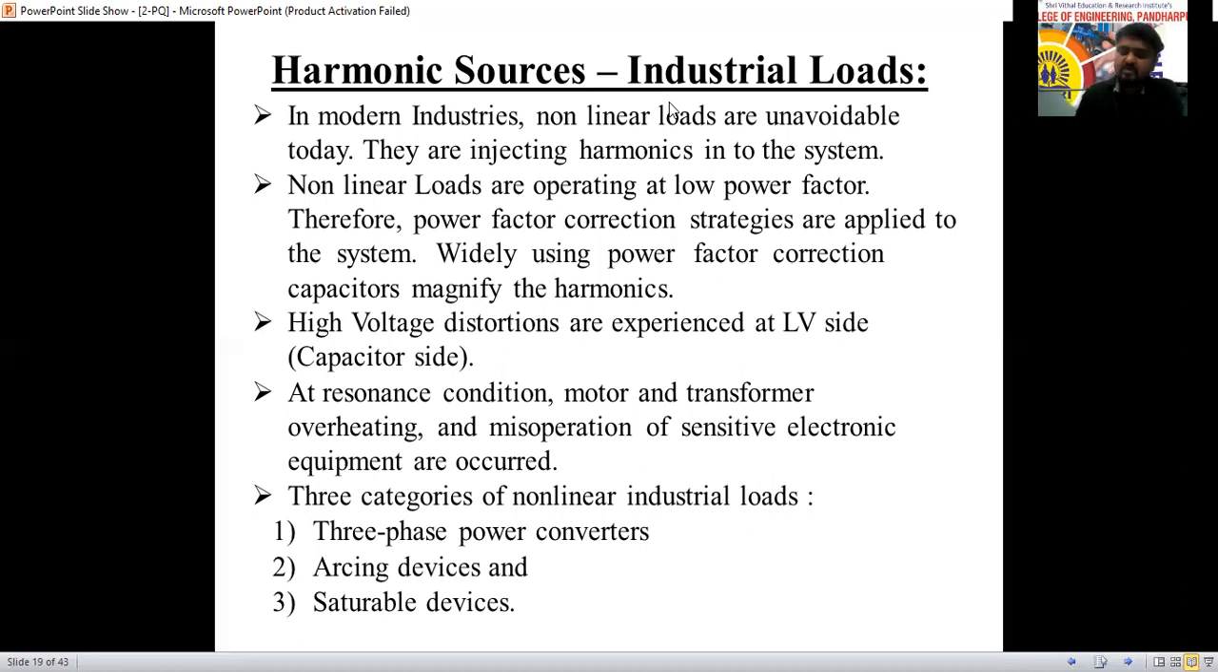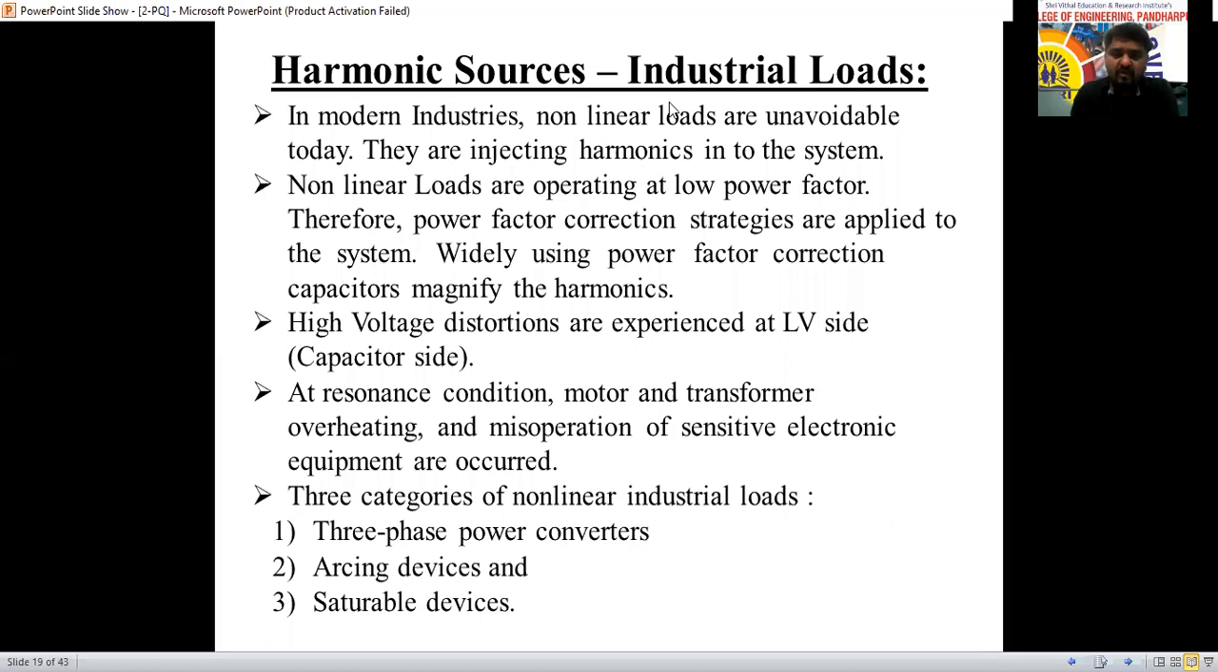Static devices means there is no rotating part at all. We use bridge rectifier circuits and bridge inverter circuits. Those are all non-linear loads. Because of that, harmonics are produced and the power factor is reduced. So again, that is a problem because of harmonics and power factor.